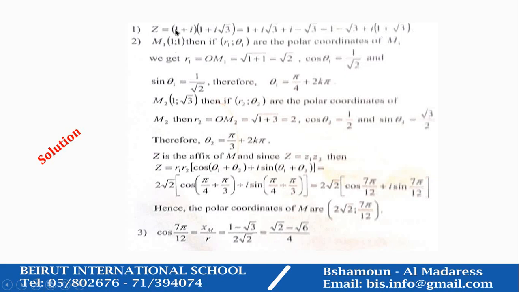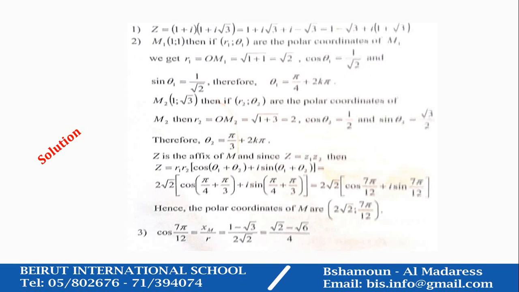M1 is (1, 1) because Z1 is 1 plus i, which means x is 1, y is 1. Then the radius is radical of 1 squared plus 1 squared, which is radical 2. And theta 1 is the angle. The radius is OM1, it is radical 2. And cosine is adjacent over hypotenuse. The adjacent is the abscissa, which is 1, over hypotenuse radical 2. We deduce that the angle is pi over 4. So concerning M1, the radius is radical 2, the angle is pi over 4 plus 2k pi.